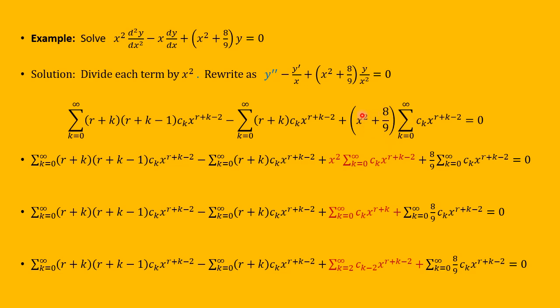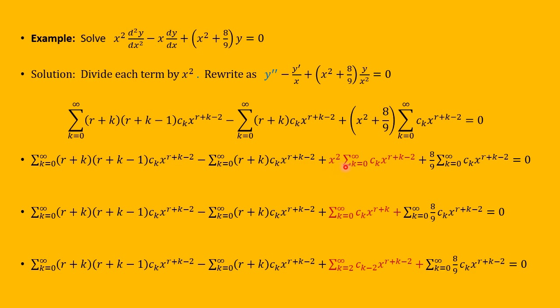Well, we can write that as x squared times this series plus 8/9 times this series. And so that's what we have here. x squared times that series plus 8/9 times that series. On the right-hand side, we still have 0. Okay, on the next line, only one thing changed.